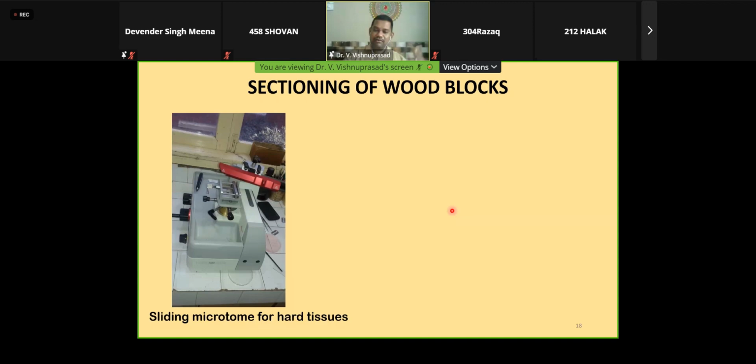When this kind of microtome is used, you need a very special knife. You cannot use a blade. So the knife which is used looks like this. It's called a microtome knife. It's extremely costly, and most important, it's very, very sharp. You need to be very careful while handling it. That's why you need to hold it only from here.